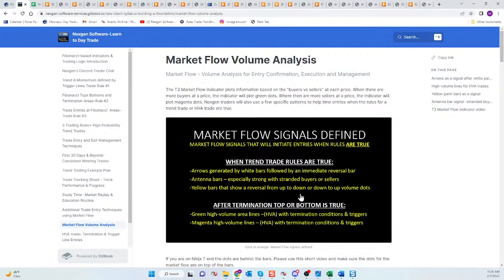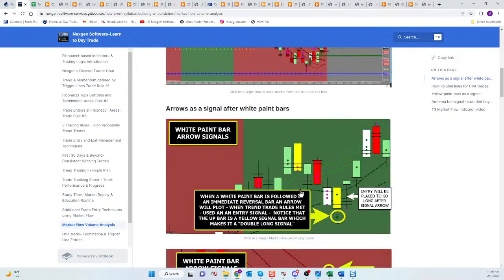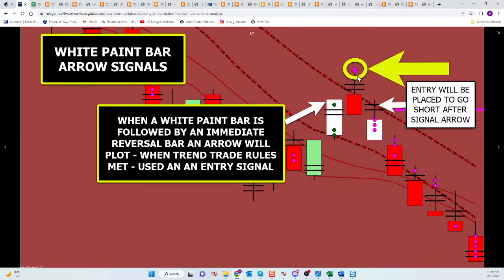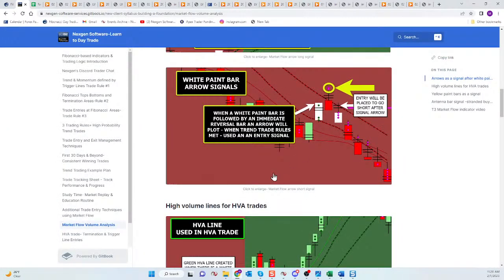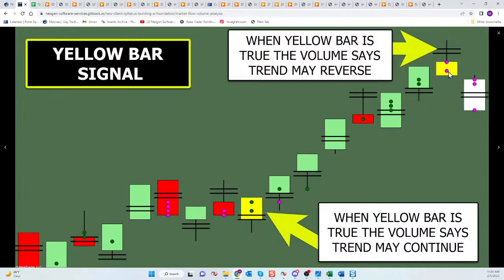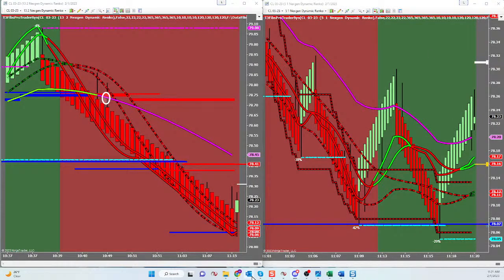So what he did is at the time of the trade, when it was time to go, he waited for probably one of these short signals, either a magenta arrow or one of these antenna bars, or on his market flow chart, he may have had one of these yellow reversal bars right at the area expected to hold to the downside. And I don't have a market flow chart built, but let's build one real quick. Why not? And let's see what happened there.